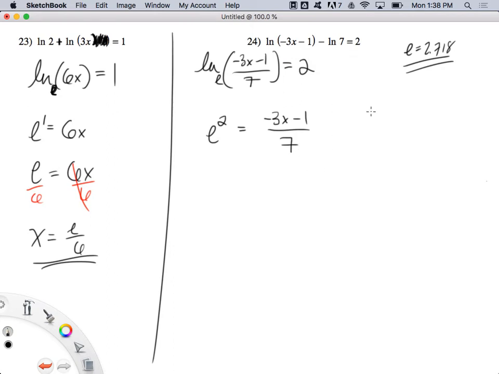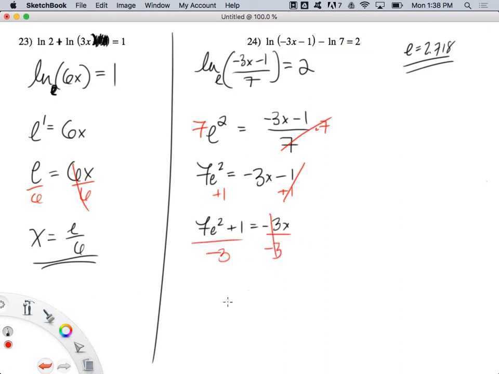Remember, I have to solve for x, so now I have to do the algebra. What's the first step? Multiply by 7. I get 7e squared equals negative 3x minus 1. Now what? Add 1. And I get 7e squared plus 1 equals negative 3x. Now what? Divide by negative 3. Very good. And you get x equals 7e squared plus 1 over negative 3. And there you go. Done.